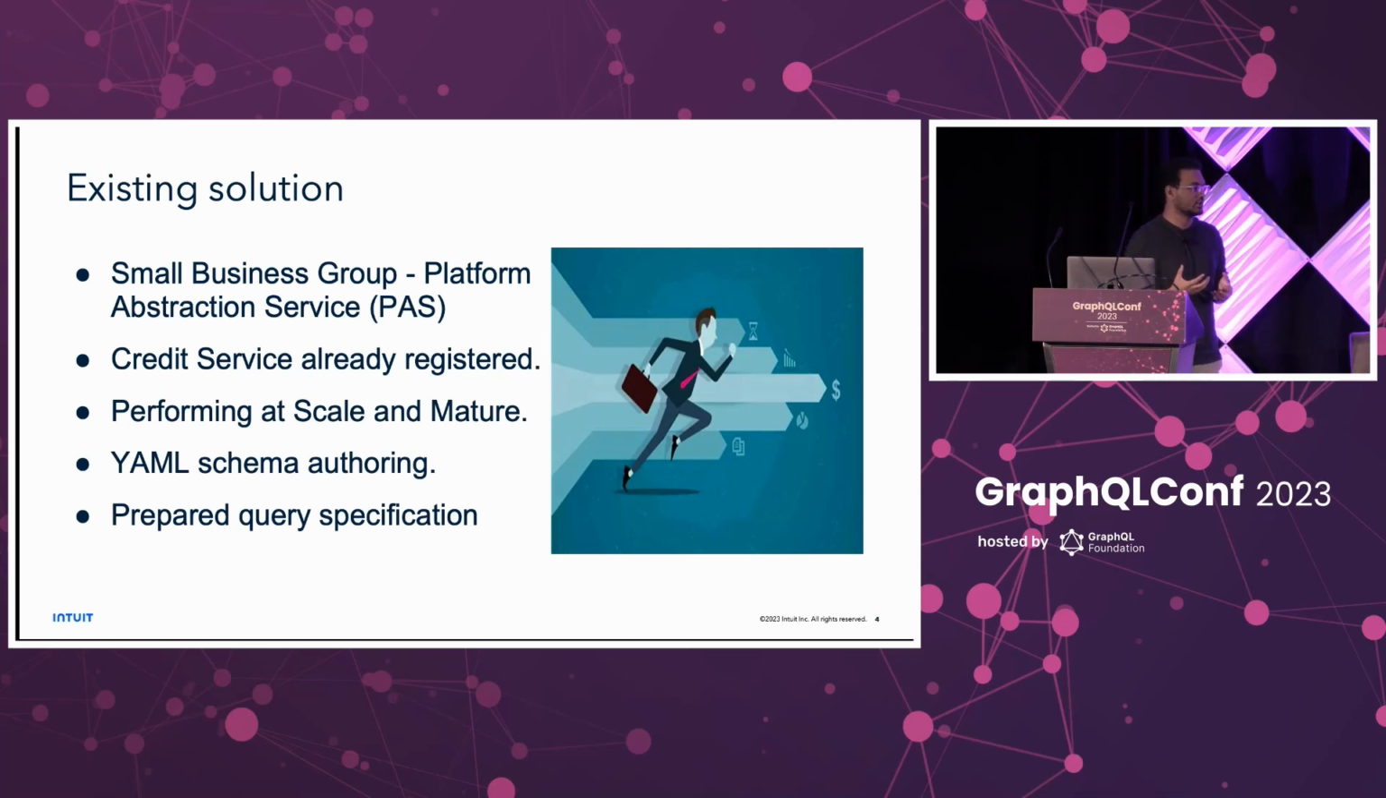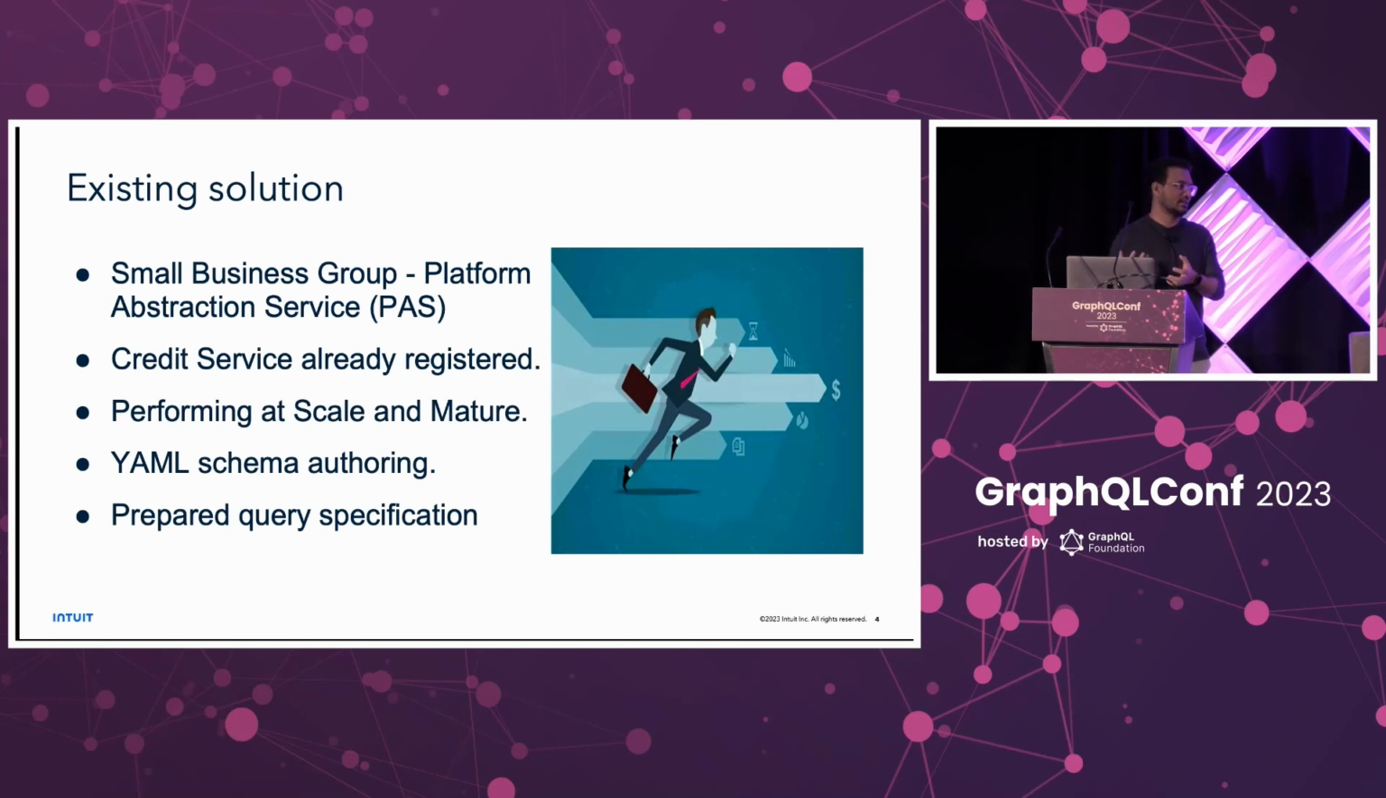The schema authoring was done in YAML, and the orchestrator used to talk to the subgraphs using a prepared query specification. As GraphQL matured and the need for GraphQL started, this orchestrator was modified, and it started catering to GraphQL requests as well. So this was not natively built for GraphQL.